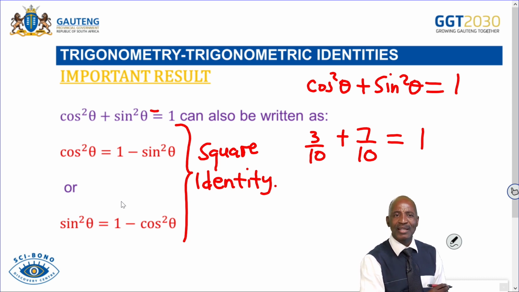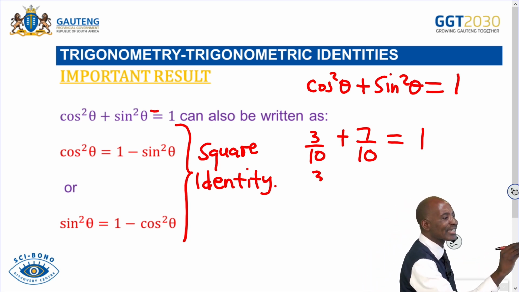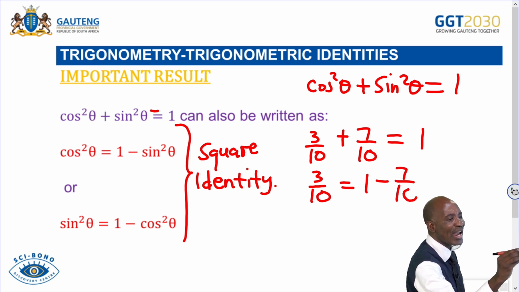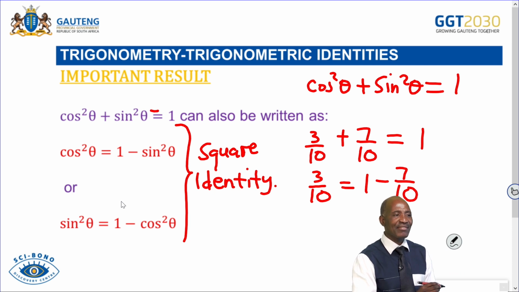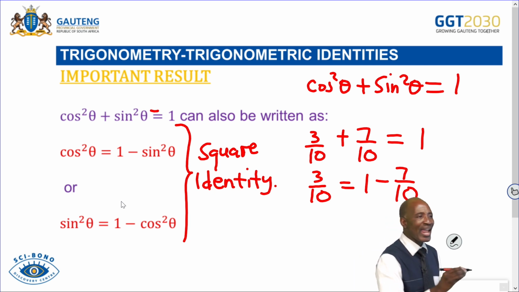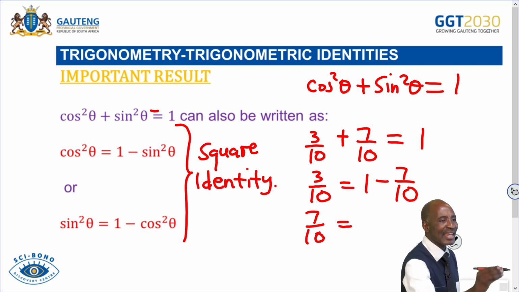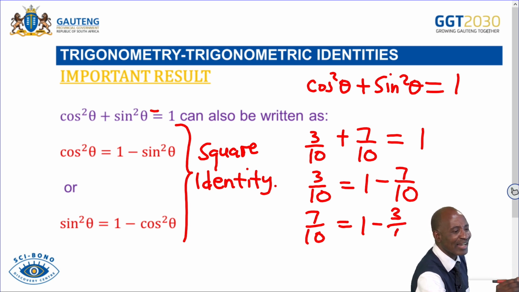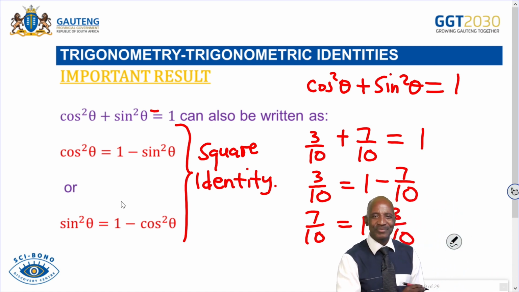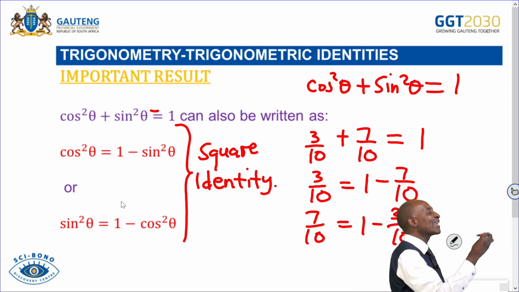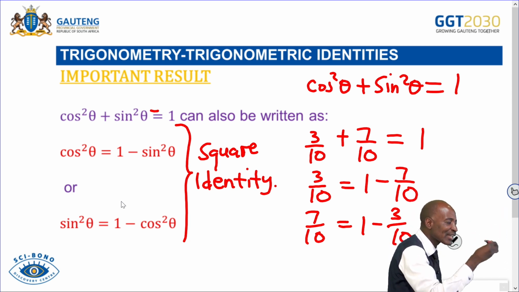It's a whole. Then what if I wanted to make 3 over 10 the subject of the formula? What does it mean? It means 3 over 10 is the same as 1 minus 7 over 10. Where I see 3 over 10, I can put 1 minus 7 over 10. If I'm making 7 over 10 the subject of the formula, I can have 1 minus 3 over 10. They are equal in value. The same applies to the square identity. The same thing can be written in 3 different ways.